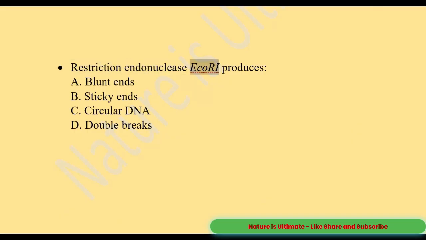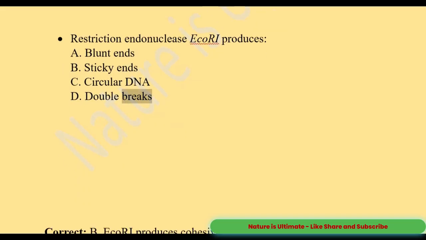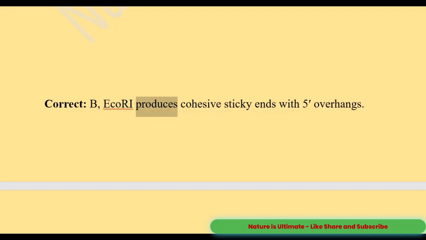Restriction endonuclease EcoRI produces: A. Blunt ends. B. Sticky ends. C. Circular DNA. D. Double breaks. Correct: B. EcoRI produces cohesive sticky ends with 5' overhangs.